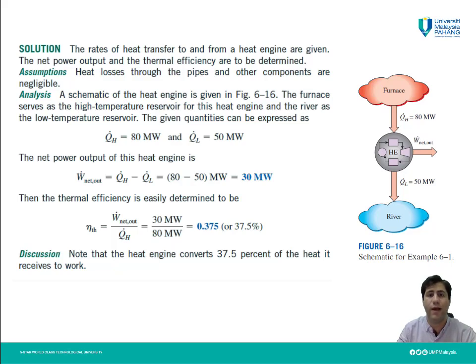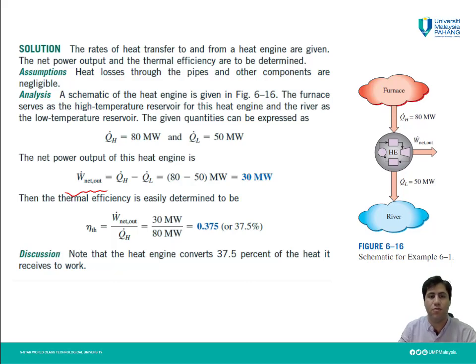First of all, we need to assume that we don't have any heat loss in the pipes and different components of our heat engine. Then this Q dot H will be only converted to Q dot L plus W dot net out. And according to what you have learned in the previous slide, W dot net for such a heat engine will be equal to Q dot H minus Q dot L, the difference between the energy given to the heat engine and the energy released to the sink, which is the river here.